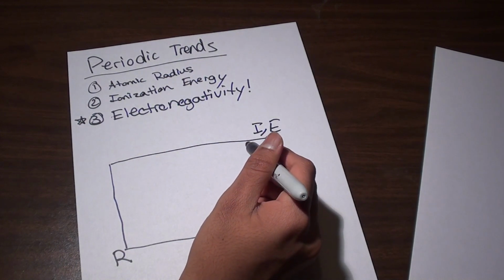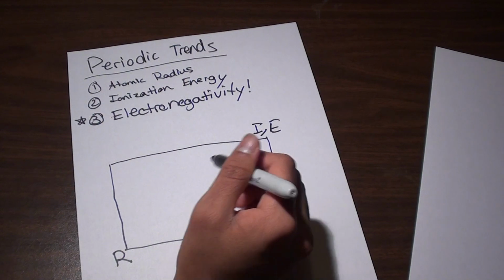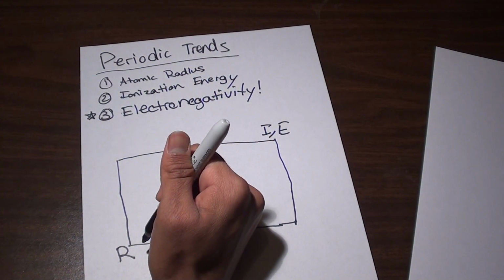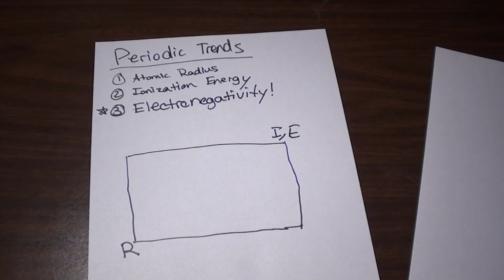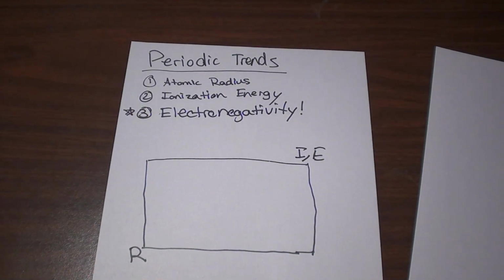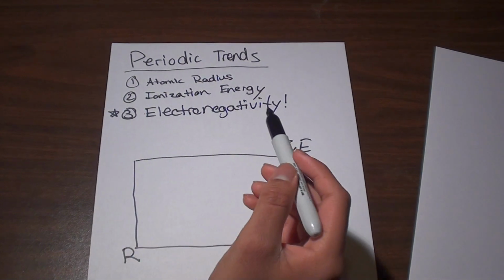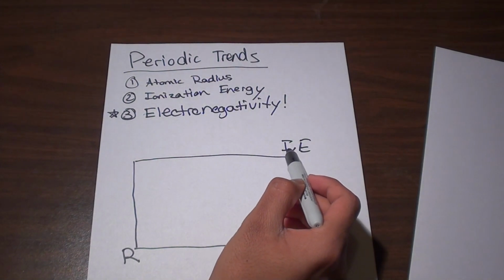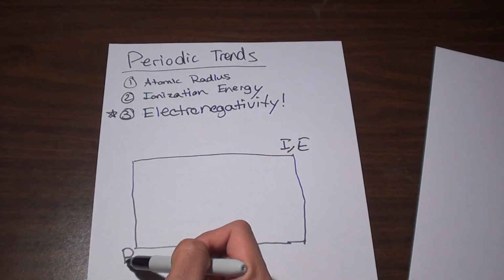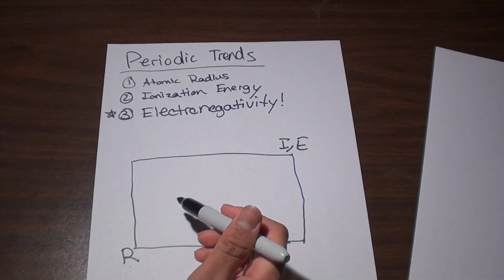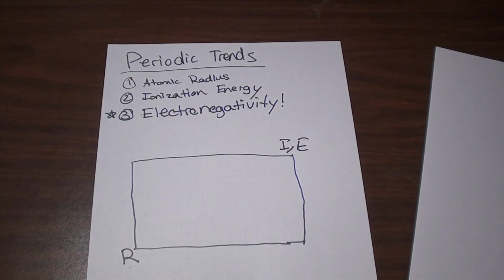And then moving down the periodic table, ionization energy decreases. The reason for that is because as the shells are added, they're farther away from the nucleus, so they're easier to take away. So really the reason why ionization energy is in the opposite corner from radius is for the exact same reason, just applied in the opposite way.